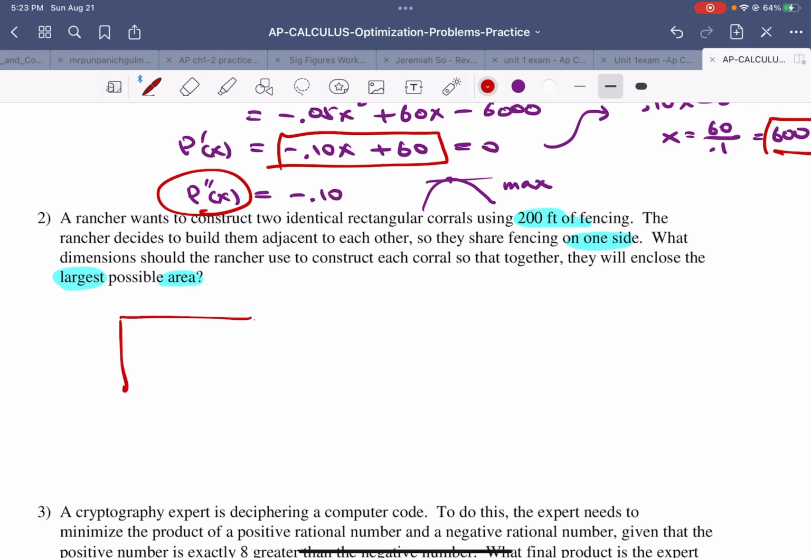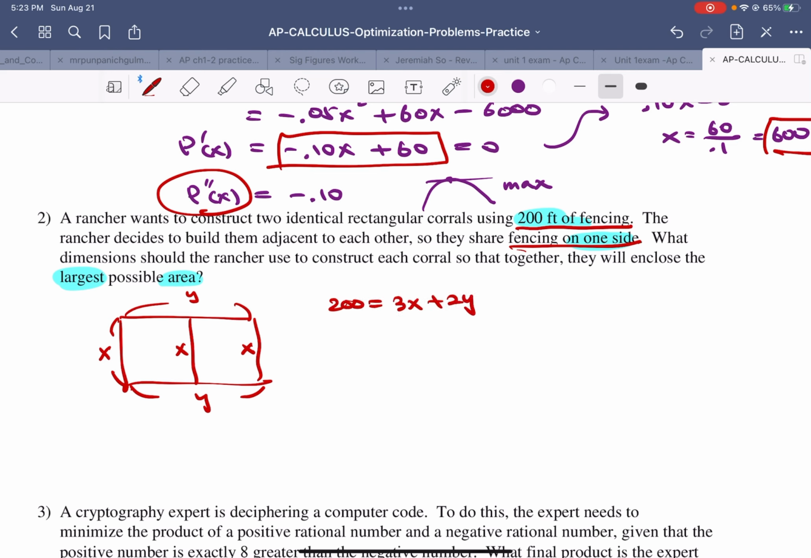So you have two corrals right next to each other, and they share fencing on one side like that. And then let's label it for my convenience. Let's say this is y and this is x. Then of course each one is x and this side also y. And they said 200 feet of fencing. So 200 equals 3x plus 2y. So the entire length is that 200 feet of fencing.